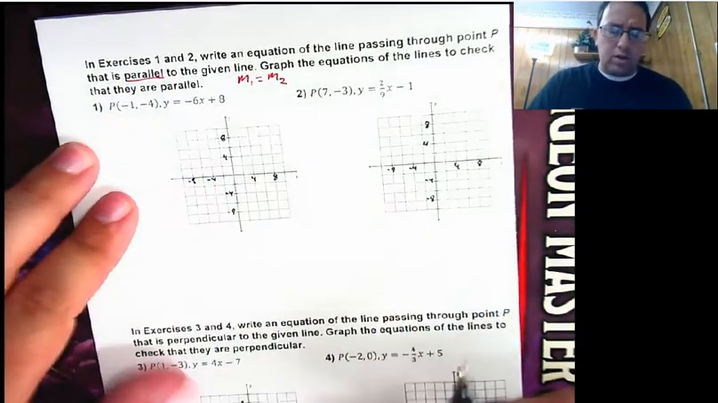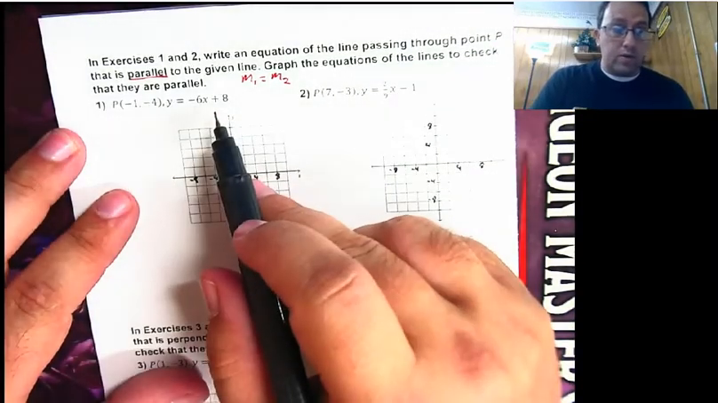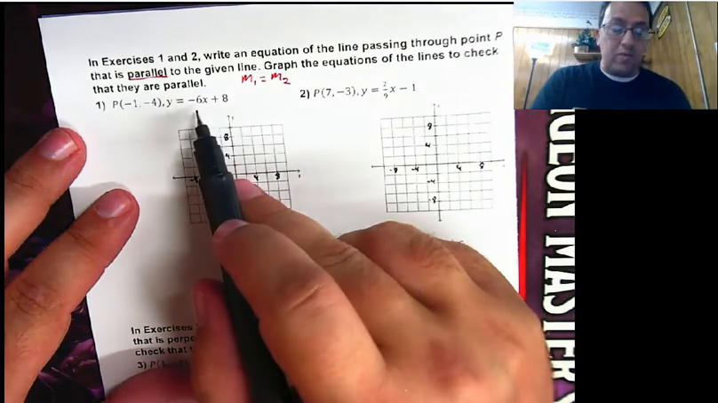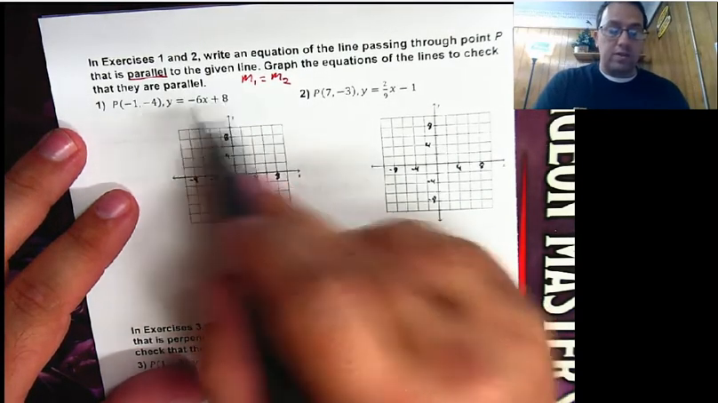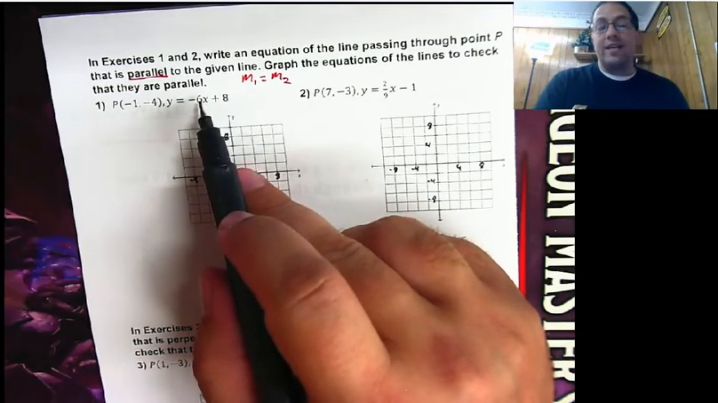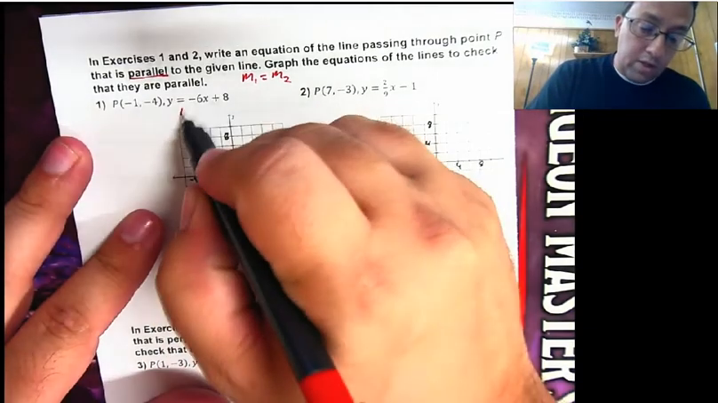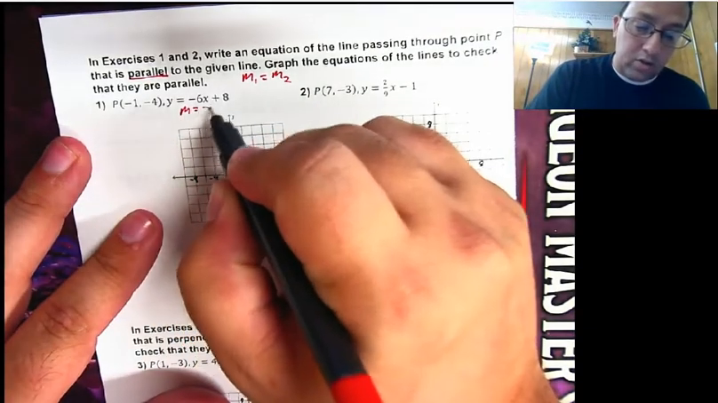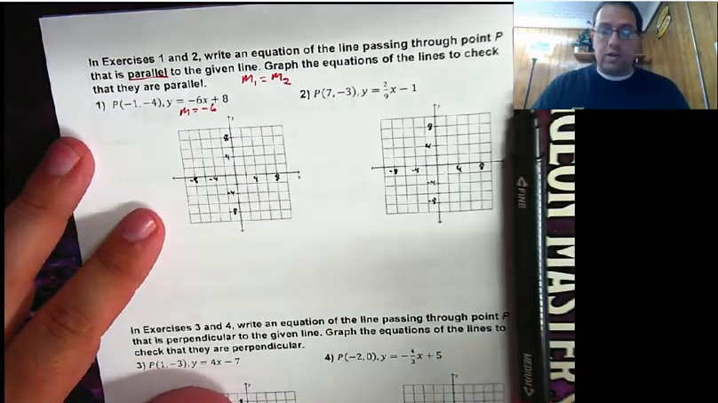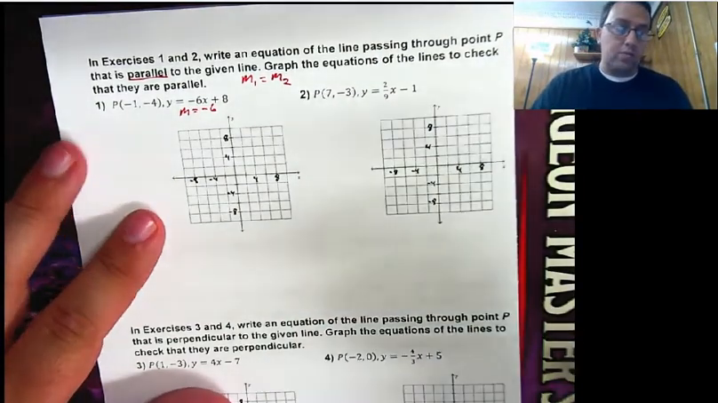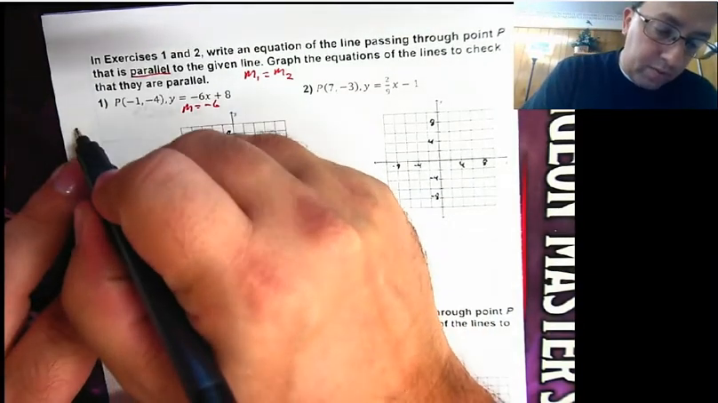So on problem 1 here, what is the slope that we want to use? Well, the slope of the line they give us is right here, negative 6, right? Because it's mx plus b. So that's the slope of the line that you give us. We want a line parallel to that, so the slope is going to be the same. So the slope for our line is also going to be negative 6. Now, we can use either one. We can use point-slope form. We can use slope-intercept form, whichever one you like. I'm going to use slope-intercept form on this one.